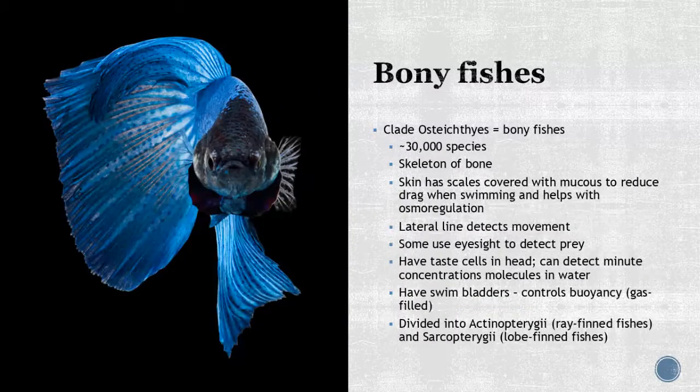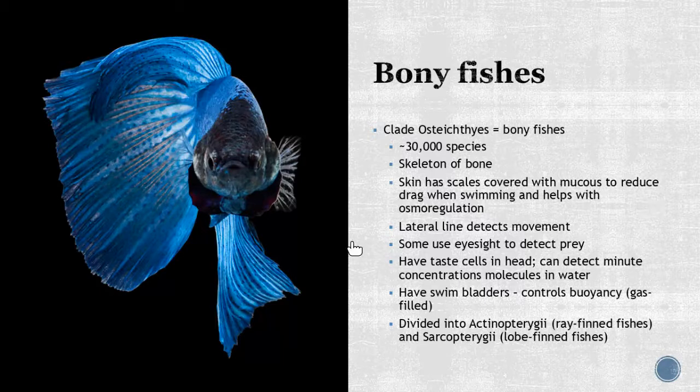Now, your bony fishes, cute little betta right there, about 30,000 species, and as our previous ones have the skeleton made of cartilage, these are going to have the skeleton of bone. We're also going to start to see the skin have scale coverings compared to shark skin, which is totally different. And these are going to produce some mucus to help reduce drag when they're swimming, and it also helps with osmoregulation.